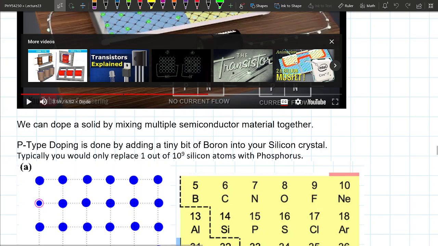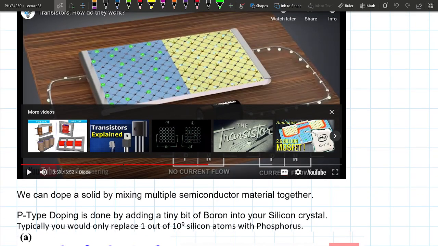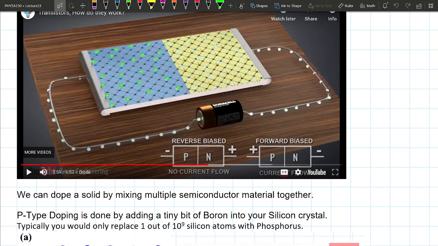Hopefully it makes sense, what he described as the N-doped and the P-doped material. And be a little careful. When I first learned this, I thought P stands for positive and N stands for negative. It doesn't stand for that.